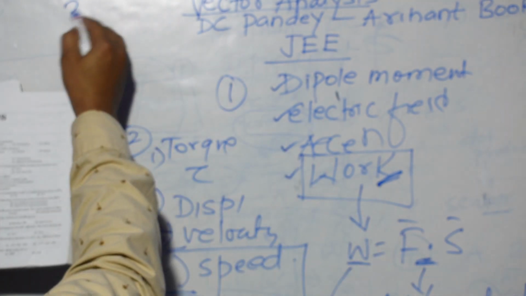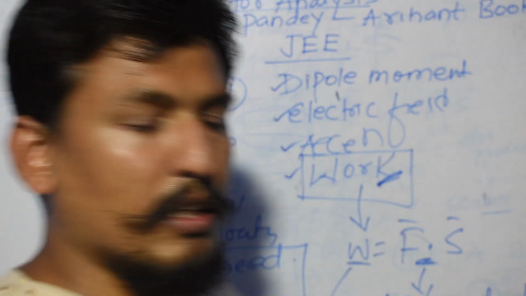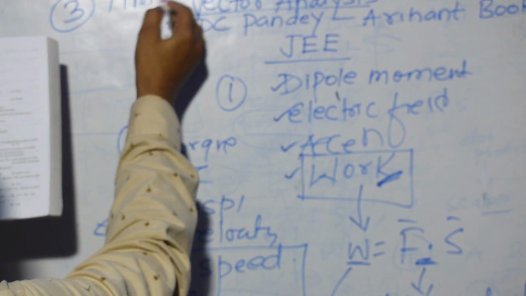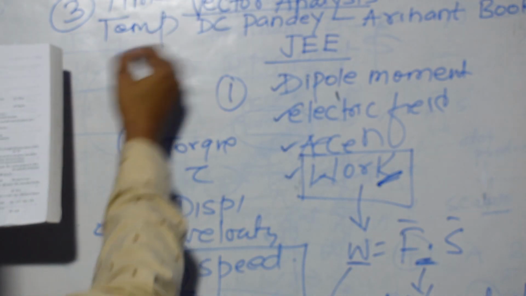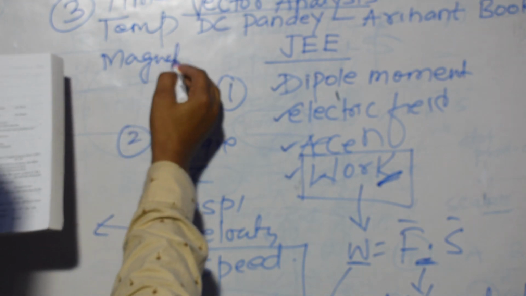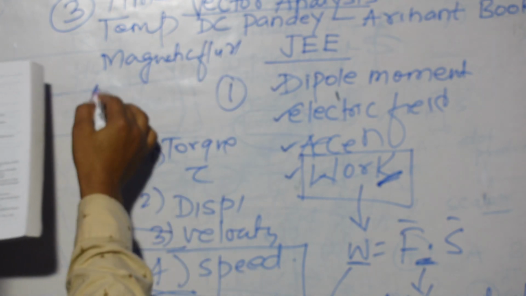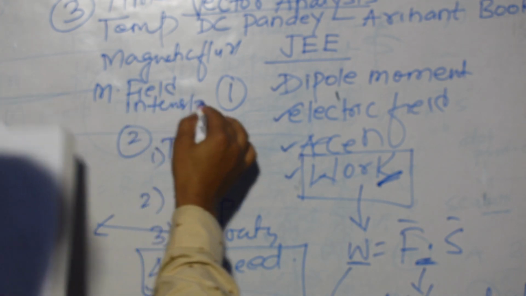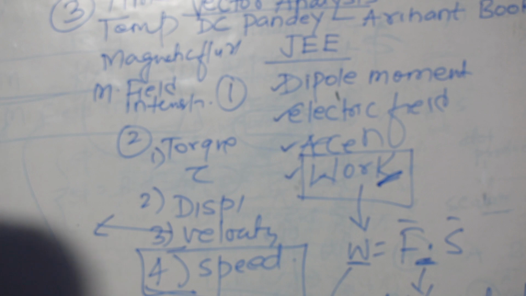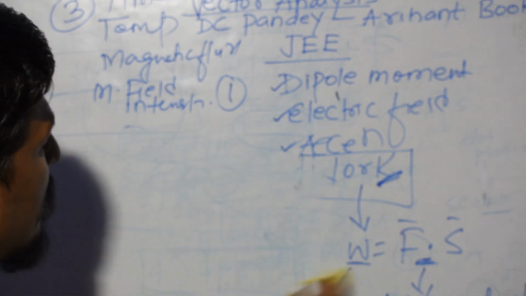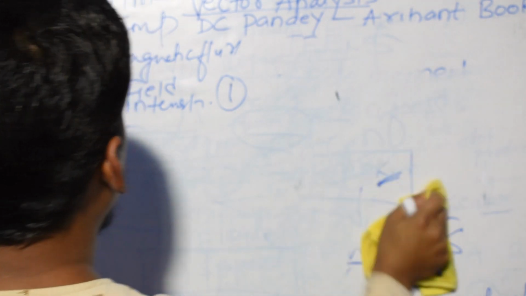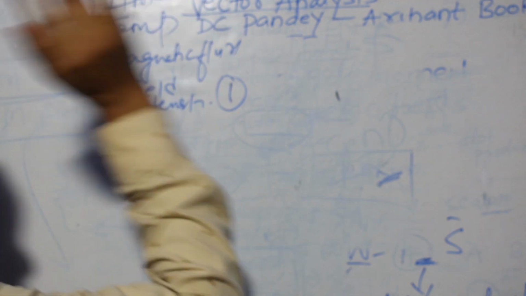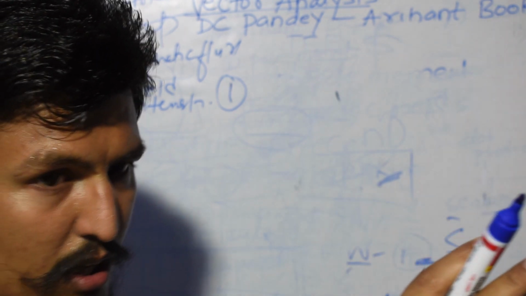Third question: which one is a vector quantity? I will read the options. First is time. Second is temperature. Third is magnetic flux. And fourth is magnetic field intensity. Now see here. Time is of course scalar, no argument over that. Temperature is also scalar, no direction.